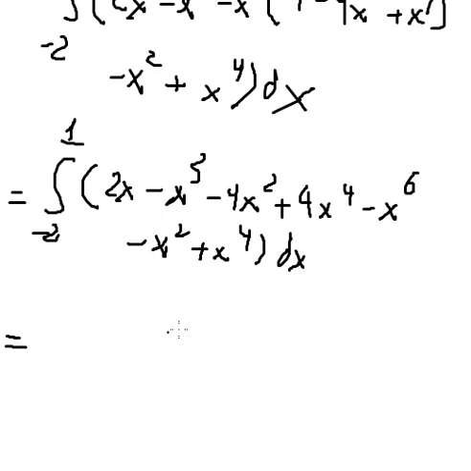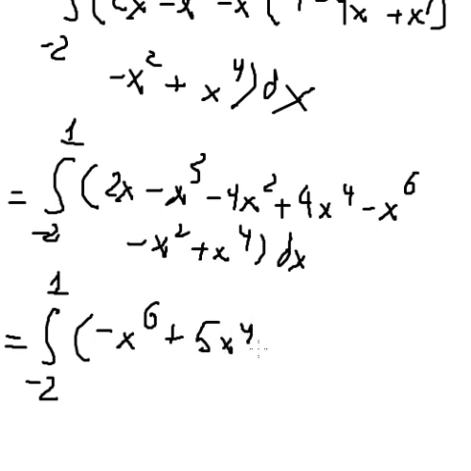Now we need to arrange based on the terms of the power of x. So we have negative x to the power of 6. So we have 4 and 4 in here, 4 plus 1 is 5, minus x to the power of 3. Negative 1, negative 4, we have negative 5 x squared. And the last one we have 2x. And I will put the dx.